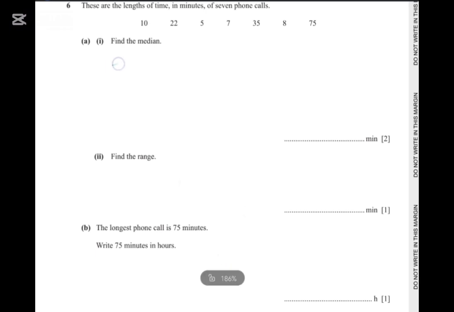The smallest number is 5. Next number is 7, then 8, then 10, then 22, then 35, then 75. Let me put commas: 5, 7, 8, 10, 22, 35, 75. 1, 2, 3, 4, 5, 6, 7.